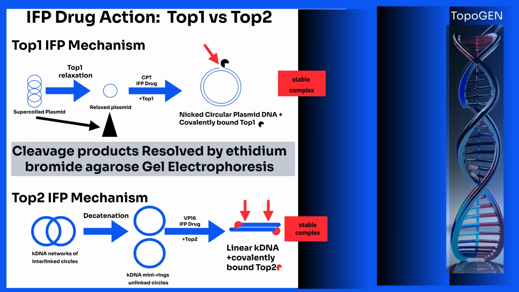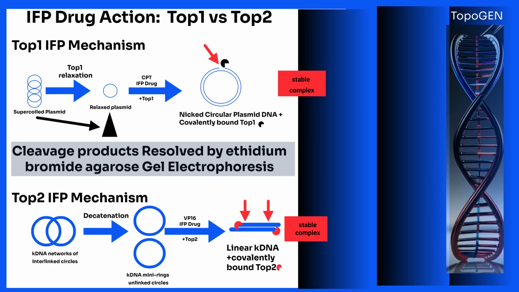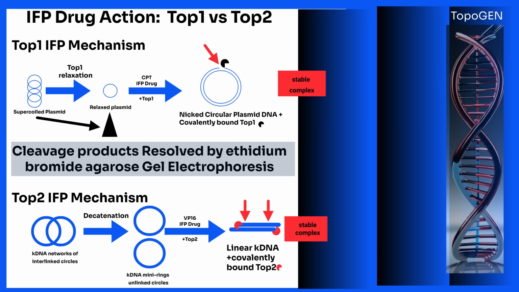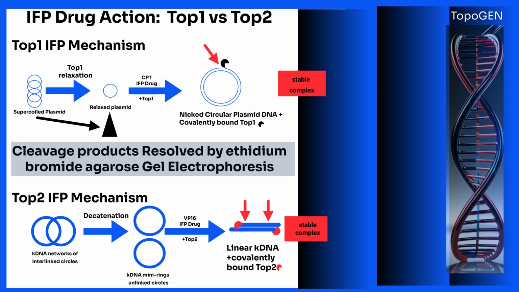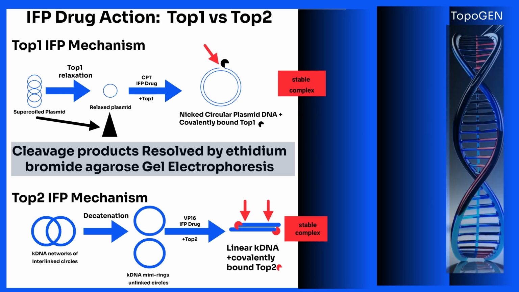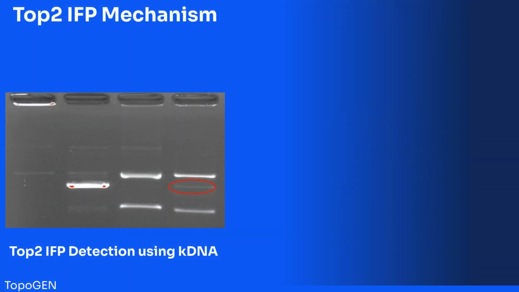Without IFP drugs, neither TOP1 nor TOP2 causes lasting DNA breaks. This explains why topo drugs are highly effective anti-cancer agents. IFP drugs subvert a beneficial and essential topo enzyme into a DNA damage complex. We show results for a leading IFP mechanism using a kDNA substrate. The results display a decatenation test with the IFP drug VP16.